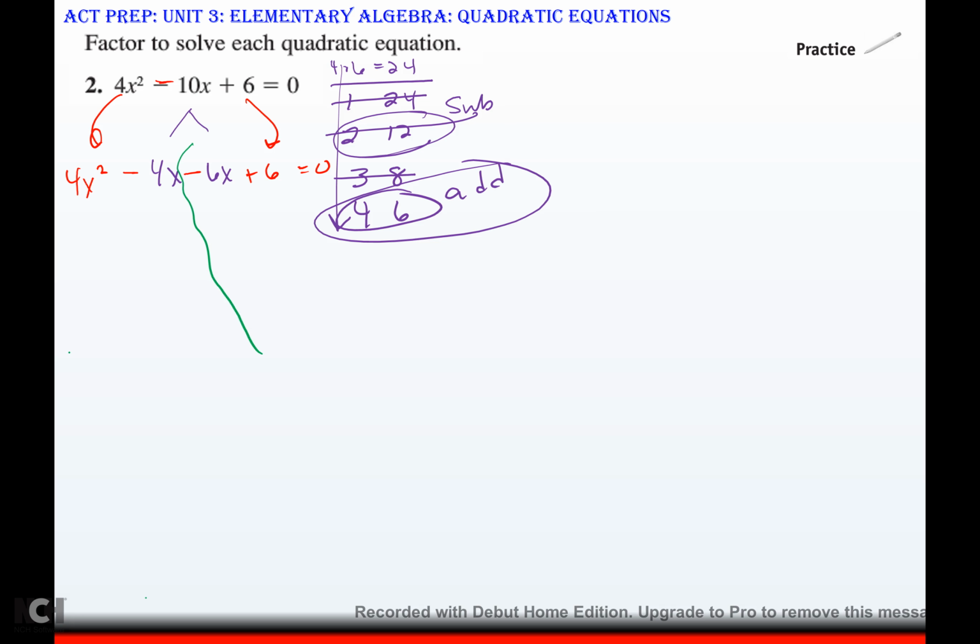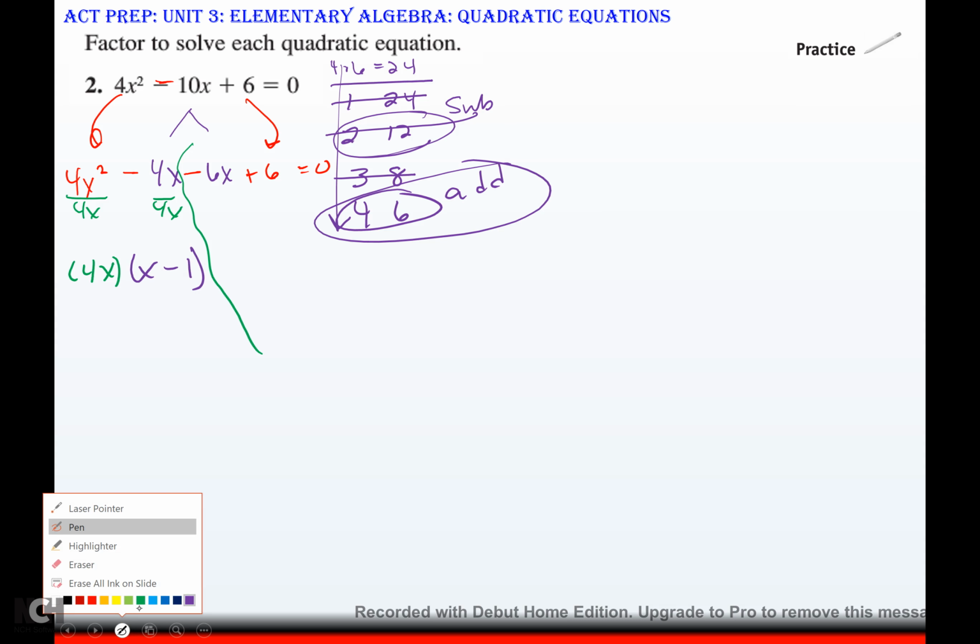GCF, GCF, GCF again. Alright, on this side, my GCF is 4x. Divide to get what's left. 4x squared divided by 4x would leave plain old x. And negative 4x divided by positive 4x is negative 1.